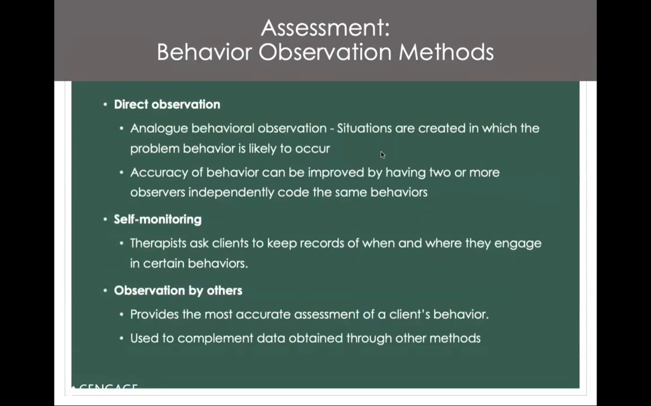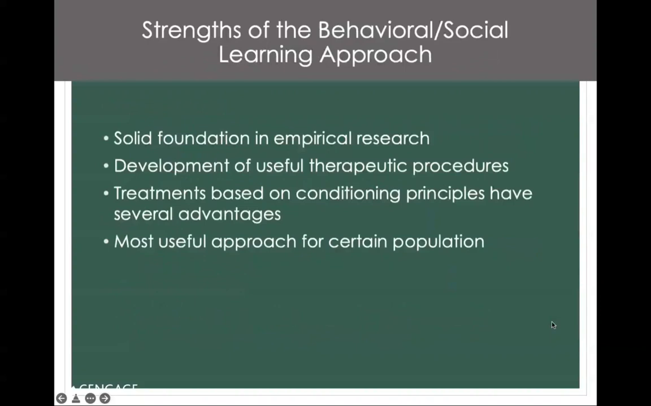Again, behavior observation methods came out of Albert Bandura's work. And under assessment, people in the behaviorism school of thought use analog behavior observations. You could observe people by directly observing them and recording behaviors. You could monitor your own self, that's another way of assessing yourself. You could be observed by others, right? So all of these are different assessment methods in which your behaviors can be recorded: directly observing, monitoring yourself, or being observed by others.